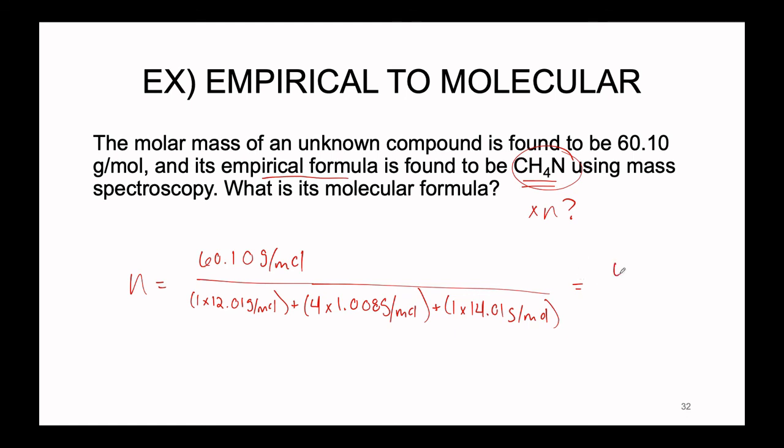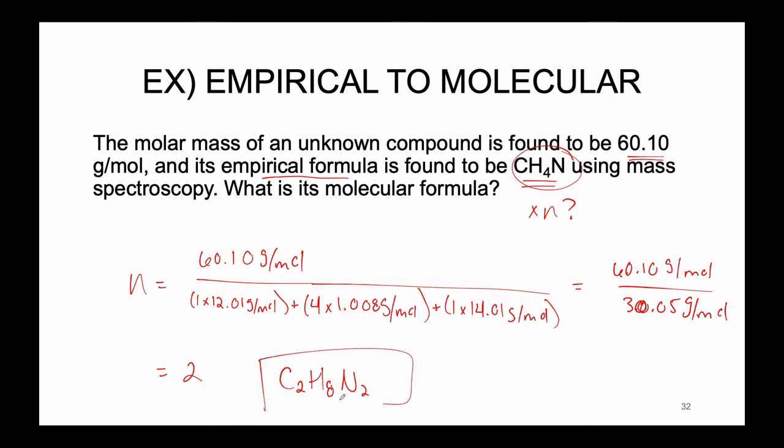Well, in this case, we're going to be taking 60.10 grams per mole and dividing it by the sum of everything in the denominator, which is 30.05 grams per mole, which is pretty obviously 2. Well, if your N is equal to 2, that means that each of these subscripts in your empirical formula must be scaled up by 2 in order to get to the proper molar mass for your actual unknown compound. So if you take each of your subscripts and multiply it by 2, we end up with C2H8N2, and this is the molecular formula for our unknown compound.